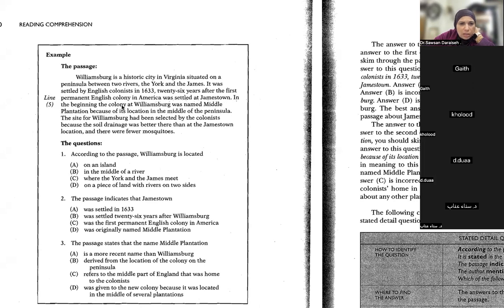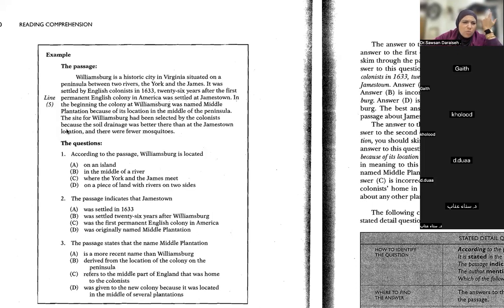In the beginning, the colony at Williamsburg was named Middle Plantation. This was its first name. You know how sometimes cities change names. They go through some kind of change in the name over history, right? So it was first called Middle Plantation because of its location, right? In the middle of the peninsula, the site for Williamsburg had been selected by the colonists. This place had been selected by colonists. Colonists are people who colonize a place. Colonize, meaning they take over the place.